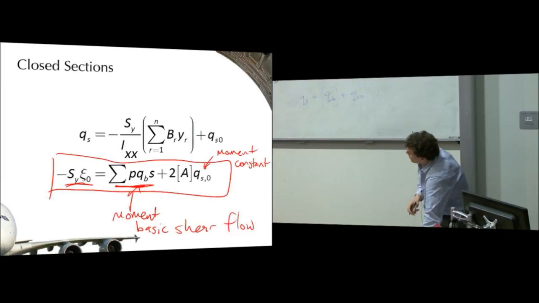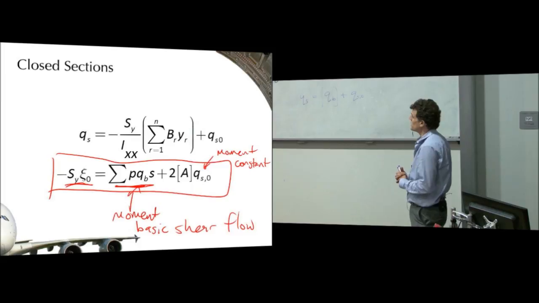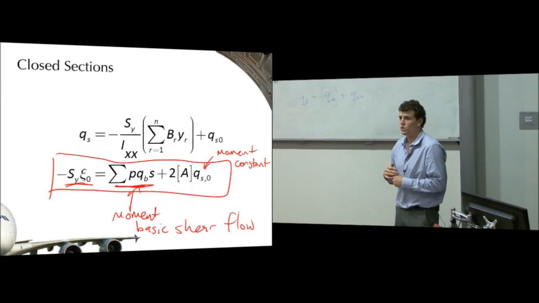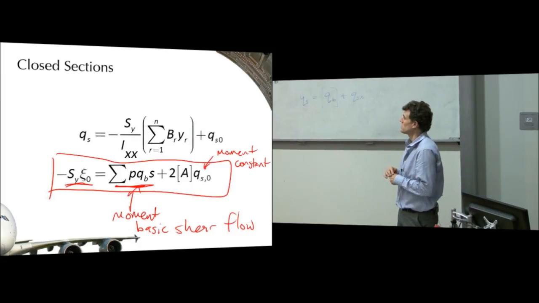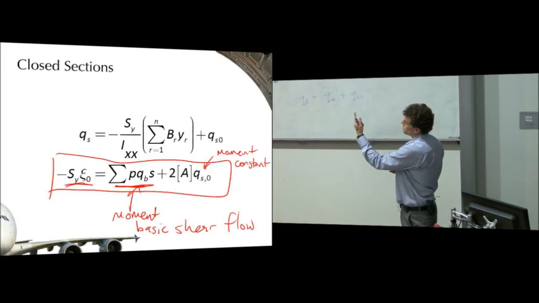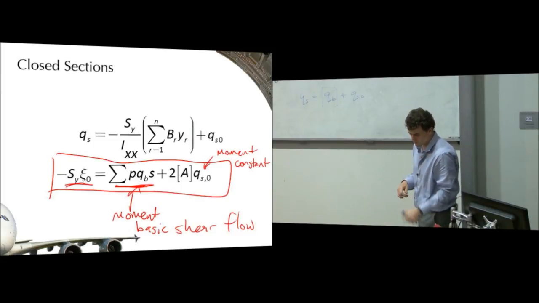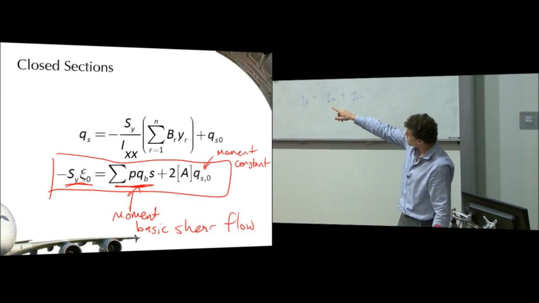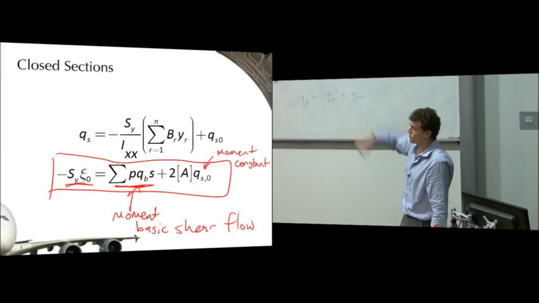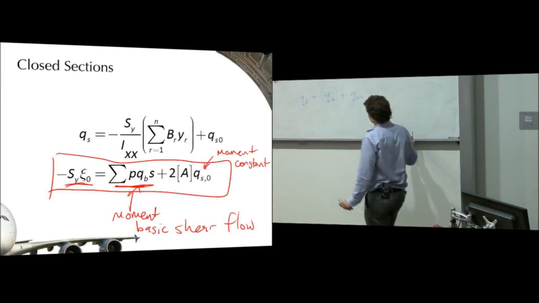Now what are the terms? Well, they're the same meanings as we had last week. P is a moment arm to our shear flow, Q is our shear flow, and S is the distance on which it's applied. So again, we've got a distance times a shear flow times a distance gives us a moment. And on the right-hand side, we've got an area times a shear flow gives us a moment as well. Now this is written a couple of different ways.